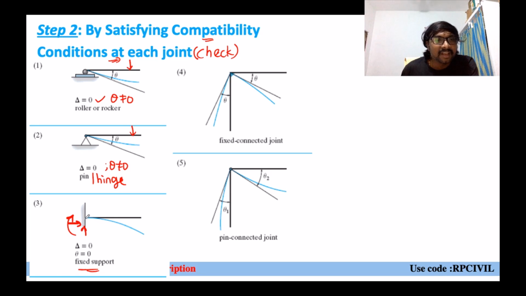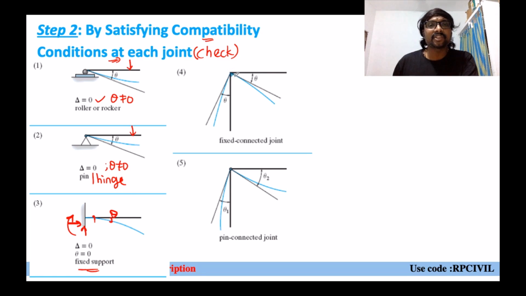That is the reason up to this portion, if you observe, the deflected profile, this blue color one, and the original curve, this black color one, both are the same only. After that only the deflections and slopes are starting like that. These are about your supports.